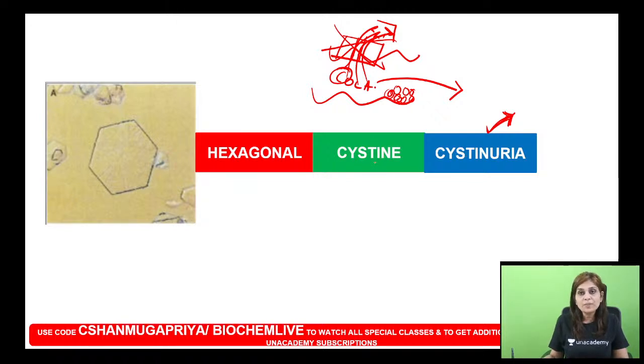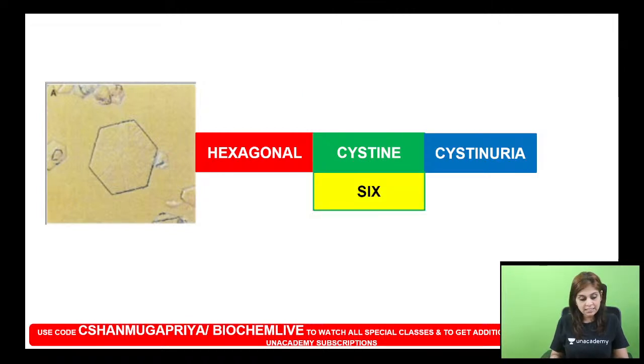And how do we remember it? Cystine, don't you think it sounds like 6? 6 is hexagonal. So hexagonal crystals are nothing but cystine crystals, which is a feature of cystinuria, which presents as recurrent renal stones. Okay.